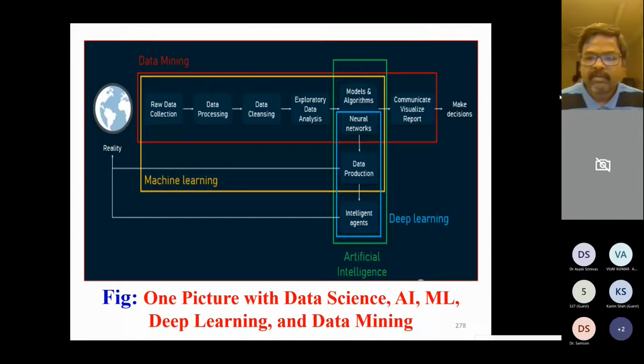Then see the single diagram having various subjects. If you see artificial intelligence, it uses models and algorithms, neural networks, data production, intelligent agents. This is about artificial intelligence. Data mining uses the red box: raw data collection, data processing, data cleansing, exploratory data analysis, and model algorithms, communicate visualization report. Finally, make decisions. So this is about one diagram, one picture with data science, AI, ML, deep learning, and data mining.